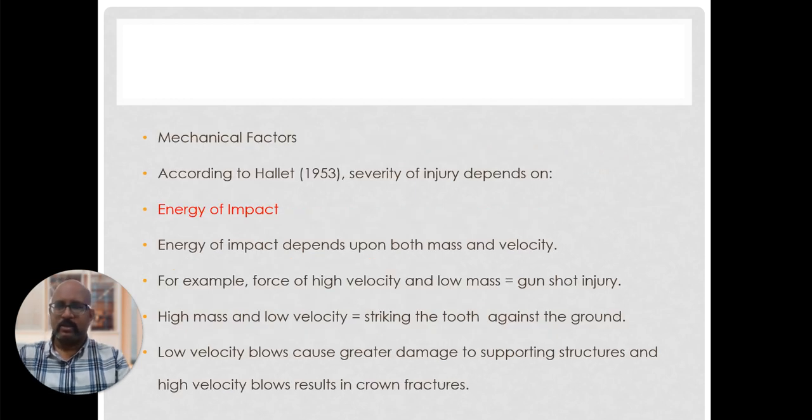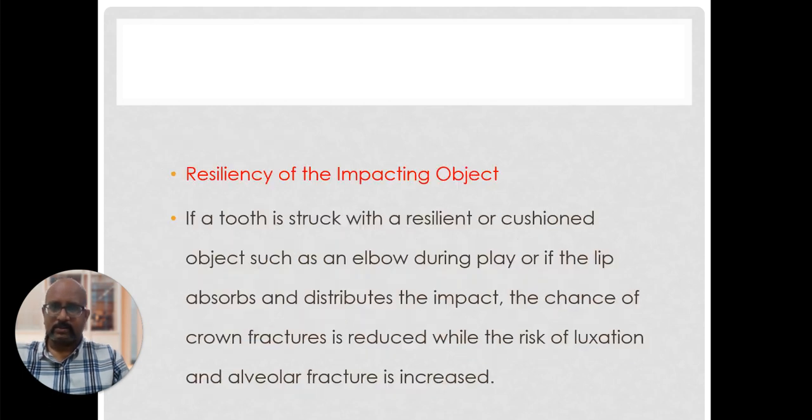The various factors which determine the impact of injuries include the energy of the impact. Higher velocity with low mass will have a different impact compared to high mass and low velocity. Low velocity causes more damage to the supporting tissue, and high velocity causes fracture.